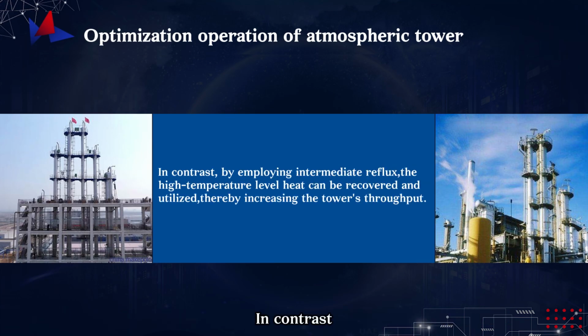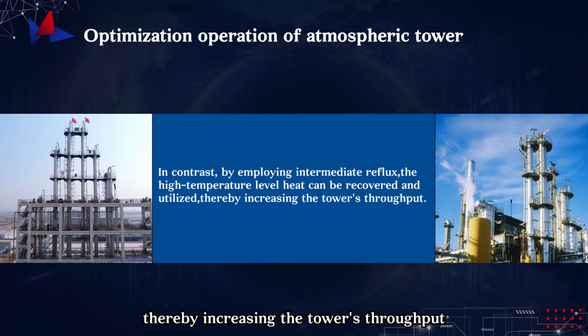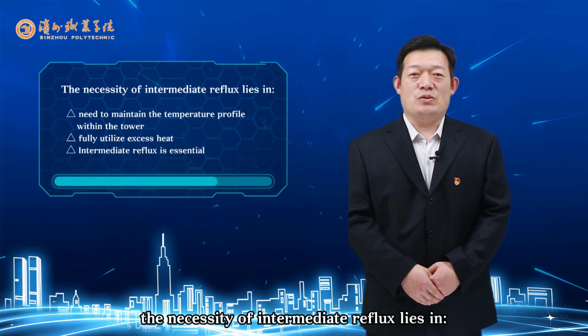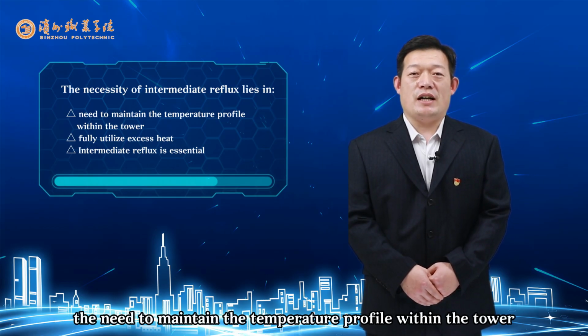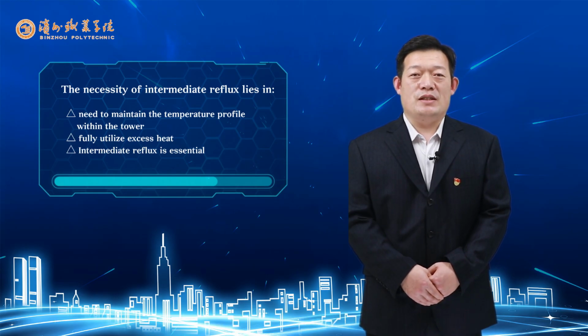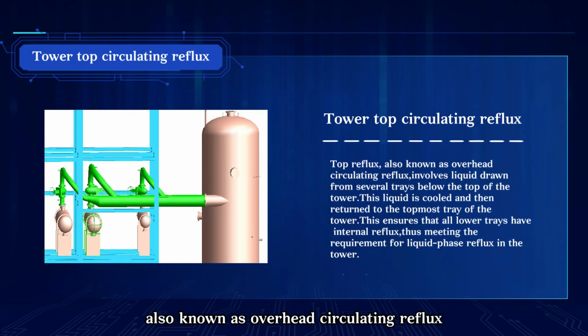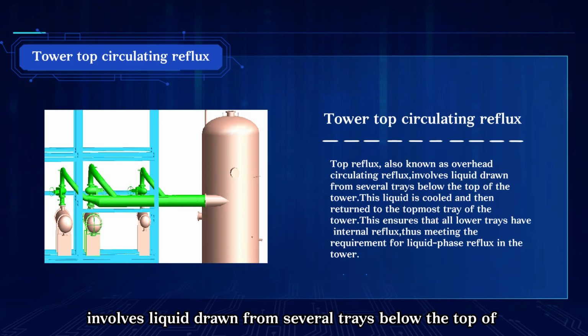In contrast, by employing intermediate reflux, the high temperature level heat can be recovered and utilized, thereby increasing the tower's throughput. In summary, the necessity of intermediate reflux lies in the need to maintain the temperature profile within the tower and fully utilize excess heat. Intermediate reflux is essential.